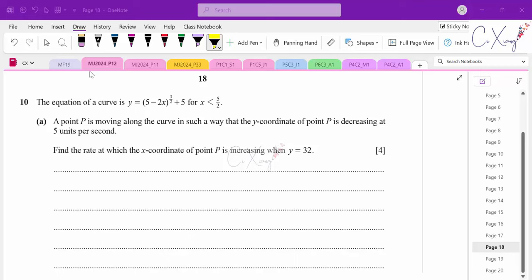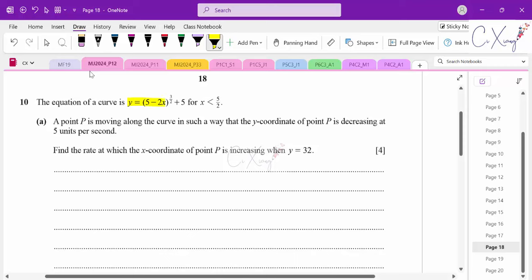Okay, so question number 10. The equation of the curve is given like this, and x is defined as smaller than 5/2. There's a point moving along the curve in such a way that the y-coordinate of P is decreasing at 5 units per second.